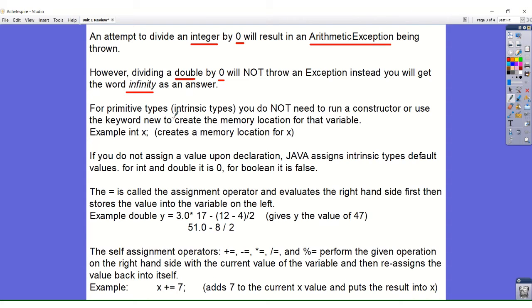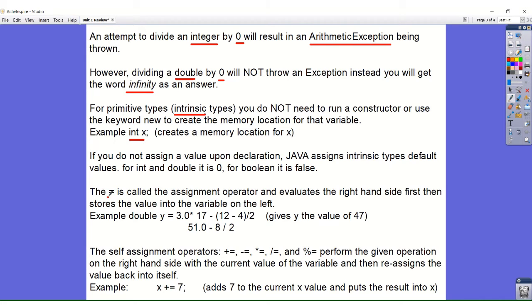For the primitive types, or what we've been calling all year intrinsic types, you do not need to run a constructor or use the keyword new to help you create memory for the location. So as soon as you say int x, this creates a memory location for x. This is for intrinsics only now. If you do not assign a value upon declaration, Java immediately assigns an intrinsic value as a default value. So for doubles and for integers, you're going to get a value of 0. Well, technically for doubles, it's going to be 0.0, but essentially it evaluates to 0. For booleans, the default value is false.